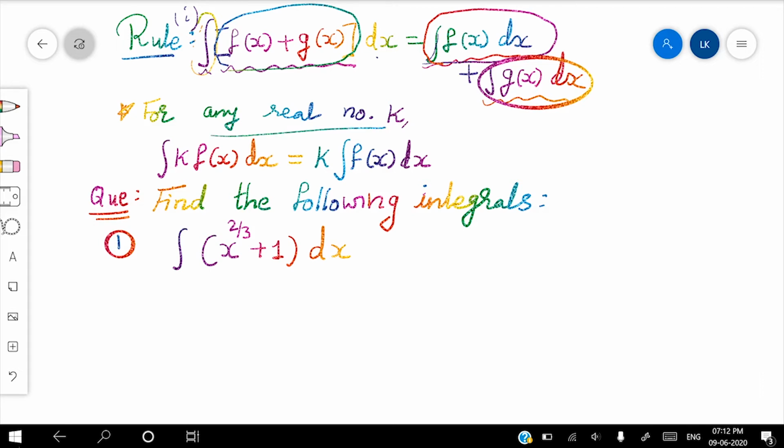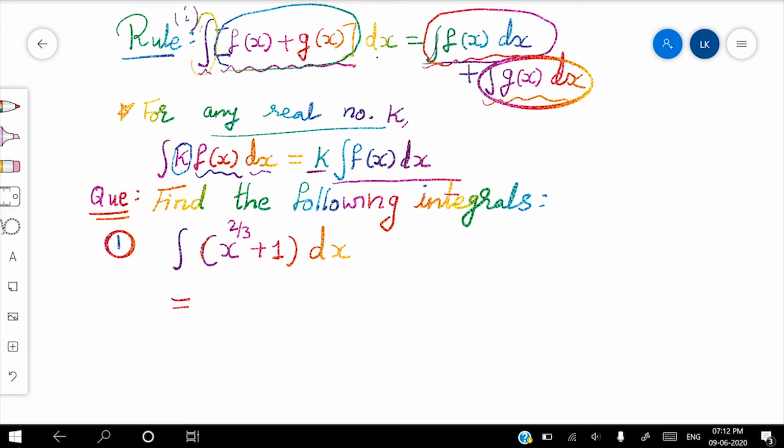Rule number 2. For any real number k, k is any real number. It is constant. It is independent of variable. Then integral of k times f(x) dx equals, you can take k outside the integration, k times integration of f(x) dx. Now first example, find the following integrals.